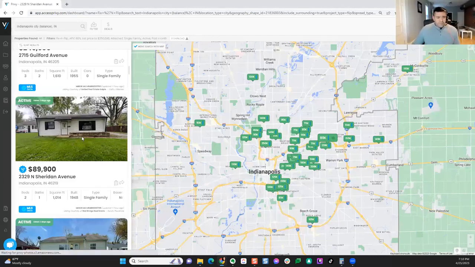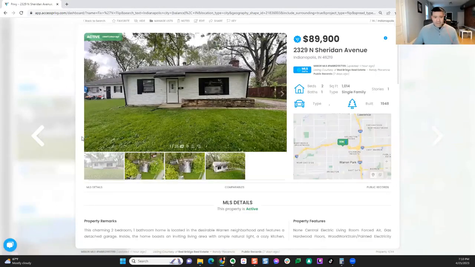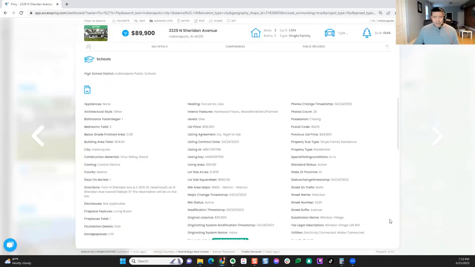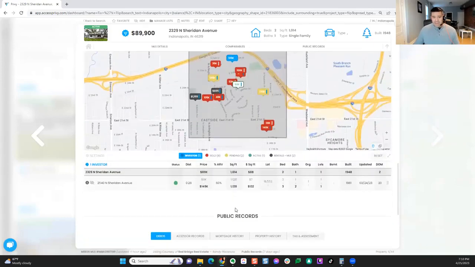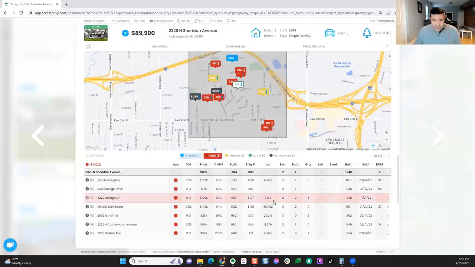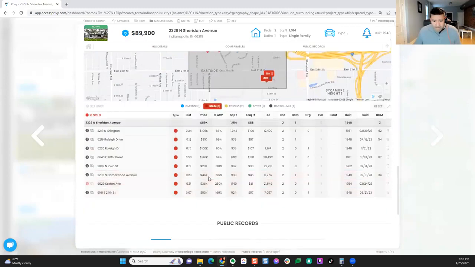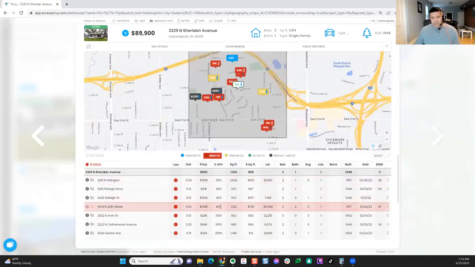So here's a house. Again, just dropped right into Indy. 89 grand. It's a little ranch, little rambler. Come down into here, and it looks like we only have one house that says this thing's a deal at asking price. The next closest one is 140. And if 140 is the ARV, then we're at 64%. That's a little too high, I think, for this market. So it doesn't mean it's not a deal. It just means it's not a deal at asking price, you guys.